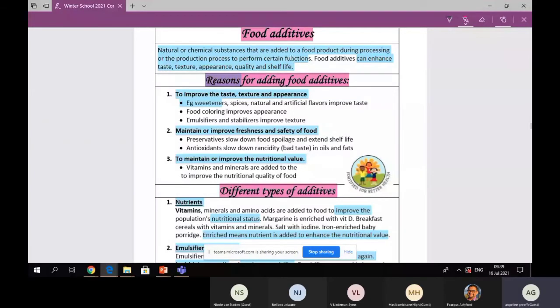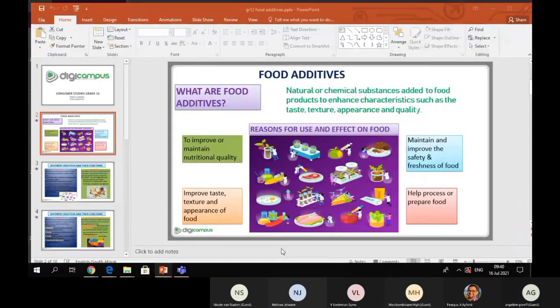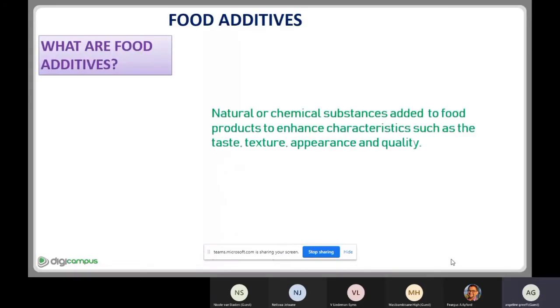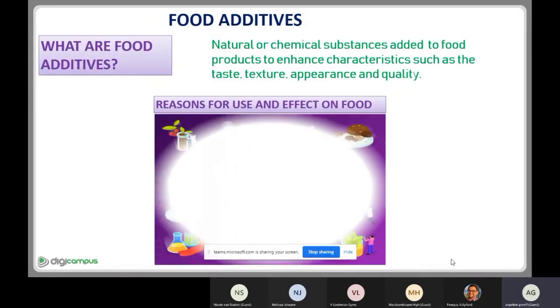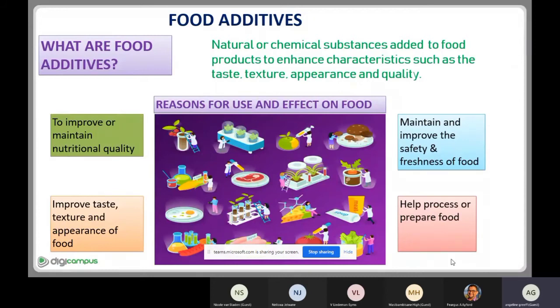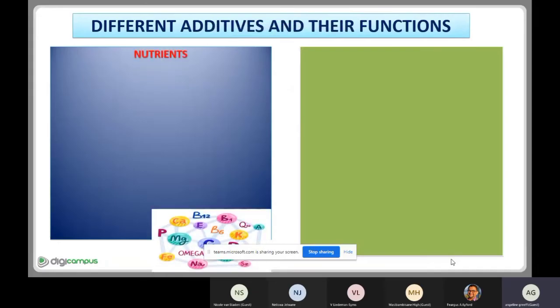So now I'm just going to go back to my slides. Food additives. Okay, so you'll see there, when we have a look at food additives, what it is, and then the general reasons for use of food additives will be those four: to improve or maintain nutritional quality, improve taste, texture, appearance, maintain and improve the safety and freshness of food, and help process or prepare food. So those are things that you need to know, and then the different additives and their functions, very important.